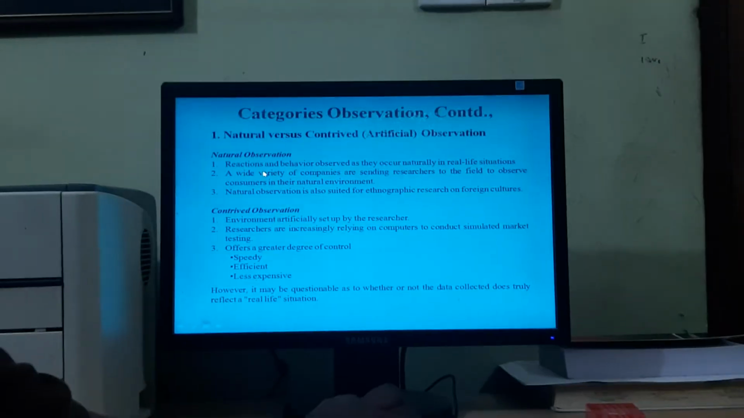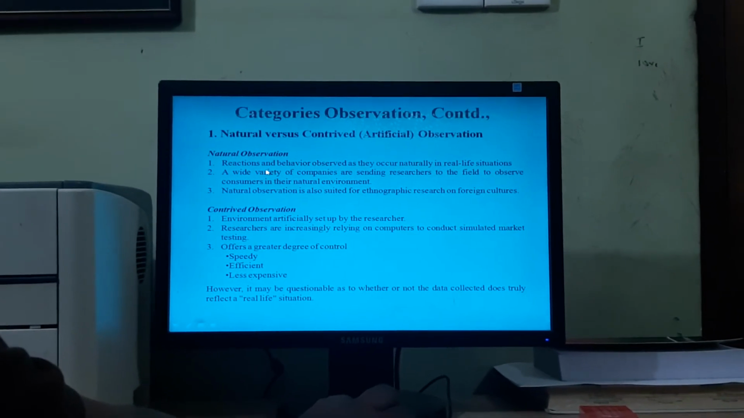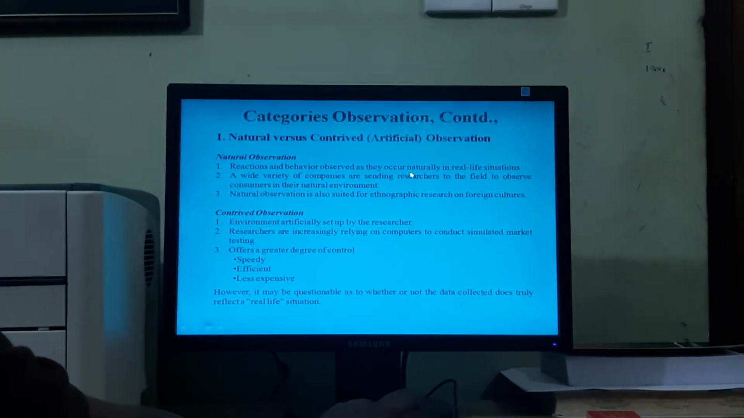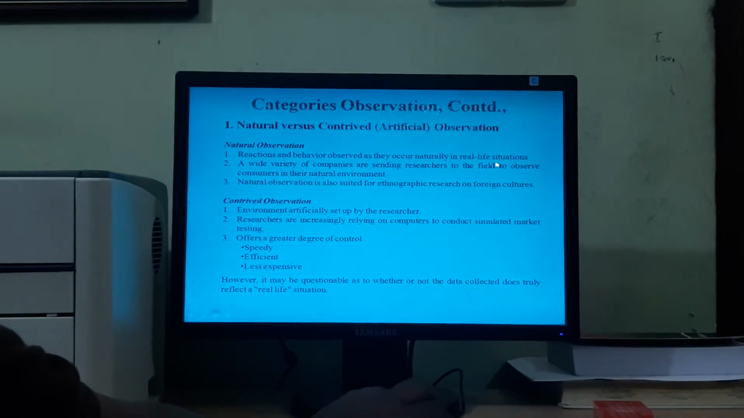First, natural and contrived or artificial observation. Natural observation means the settings are natural and the observer just observes, collects, and records the information. And in contrived or artificial observation, the contexts are designed artificially and then the researcher observes. In natural observation, reactions and behavior are observed as they occur naturally in real life situations.